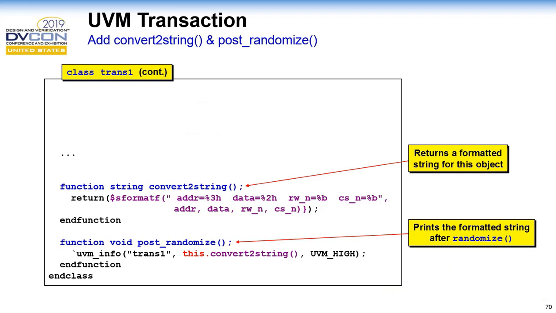So next, I've added the convert to string where I show what all the fields are so I can call this at any time. And then I've got a post-randomize. Post-randomize is just going to print out that a transaction has happened, and I'll say this.convert to string. It has been pointed out to me that I really didn't need the this keyword here. I could have just called convert to string, and it would have shown me my transaction, with a verbosity of high, because I don't want this to come out by default. I want to turn up the verbosity if I want to see those transactions.